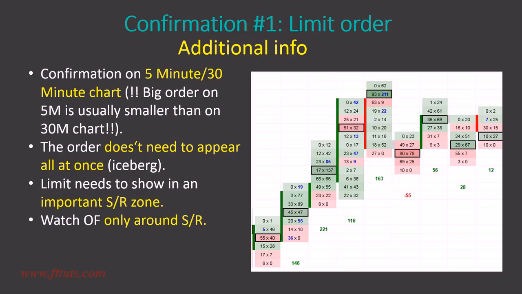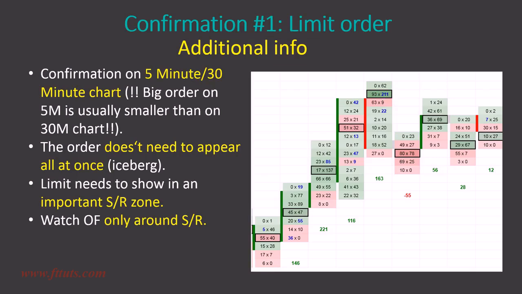So don't be surprised if this big number doesn't appear all at once. It can take some time. All right, so there could, for example, be 50, then after 1 minute, 100, after 3 minutes, 150, and after 4 minutes, 211. All right, so in a lot of cases, it won't appear all at once.